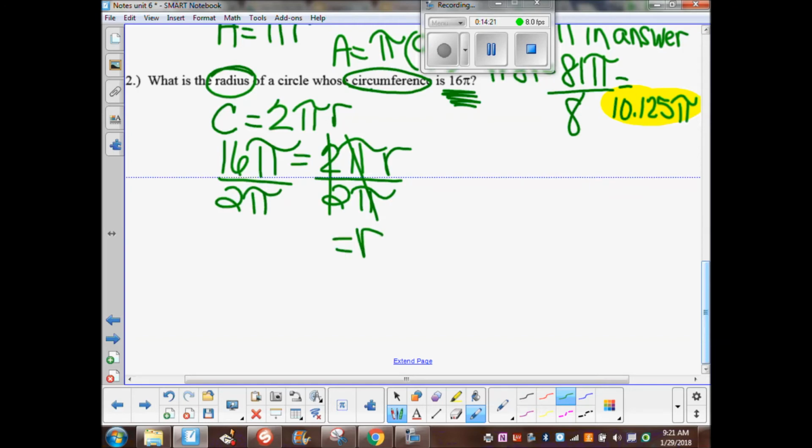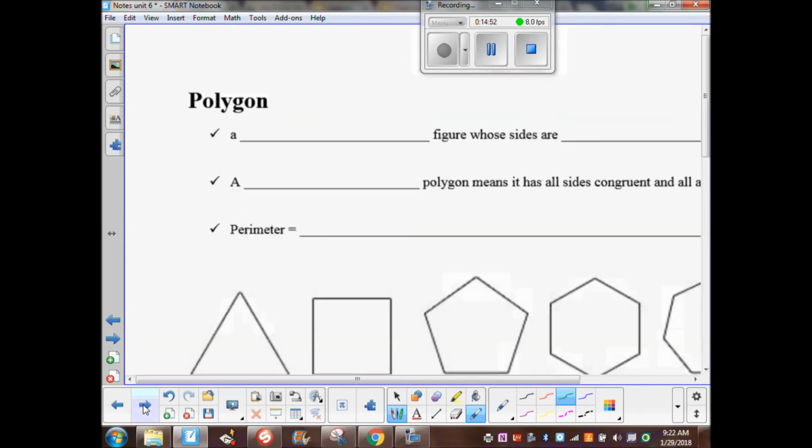What's 16 divided by 2? 8. What's pi divided by pi? It's not 0, and it's not pi. It is something. 1. Okay? So that's what went on algebraically. Maya was able to think about that in her mind. She says, okay, the 16 must be the diameter, so take half of that to get the radius. Okay? All right, let's flip it.